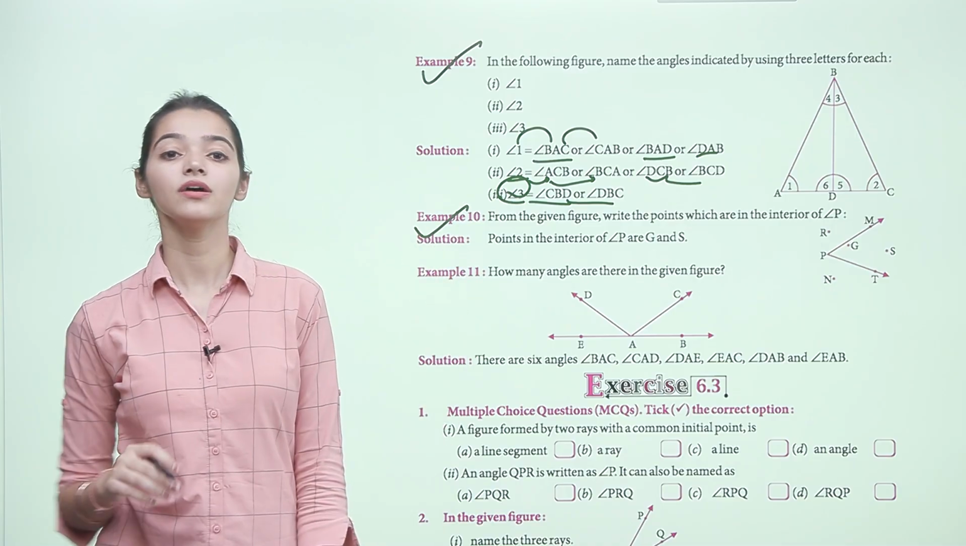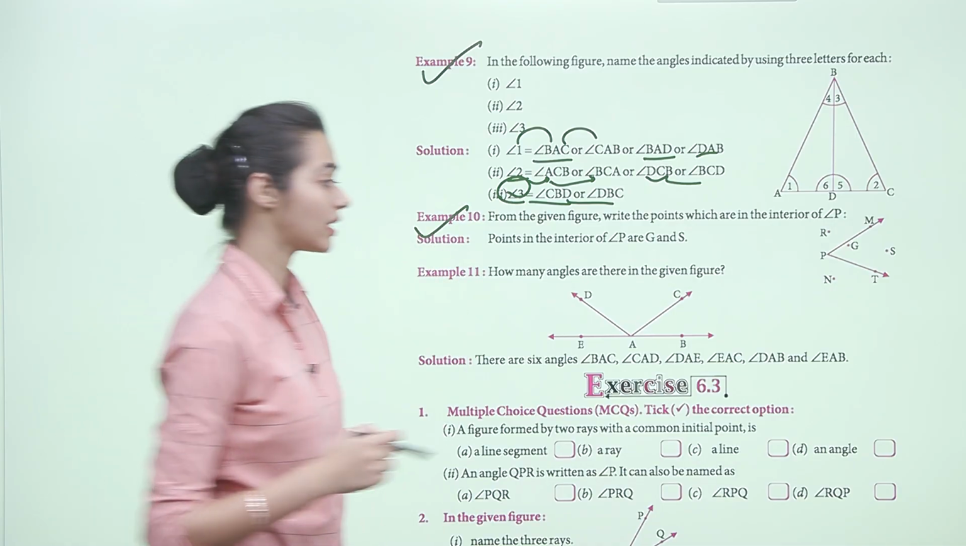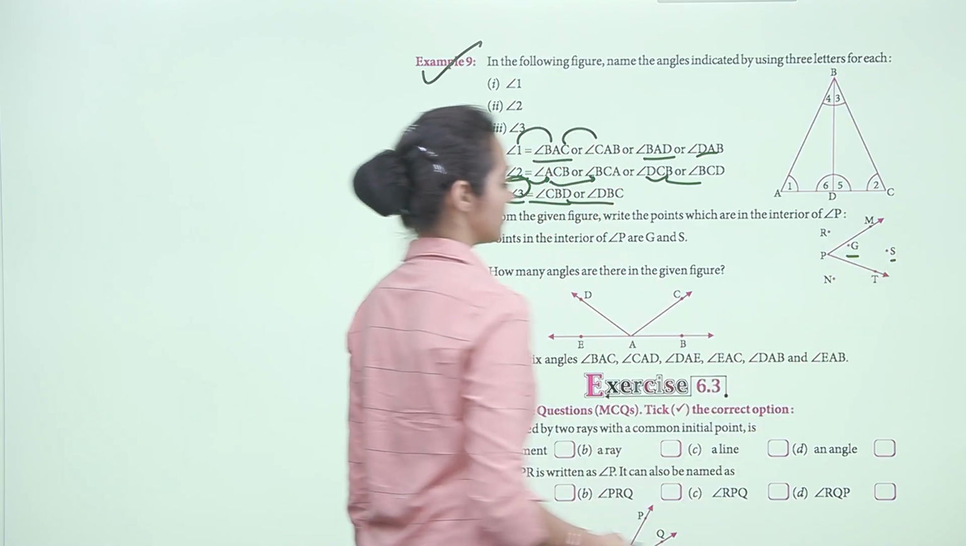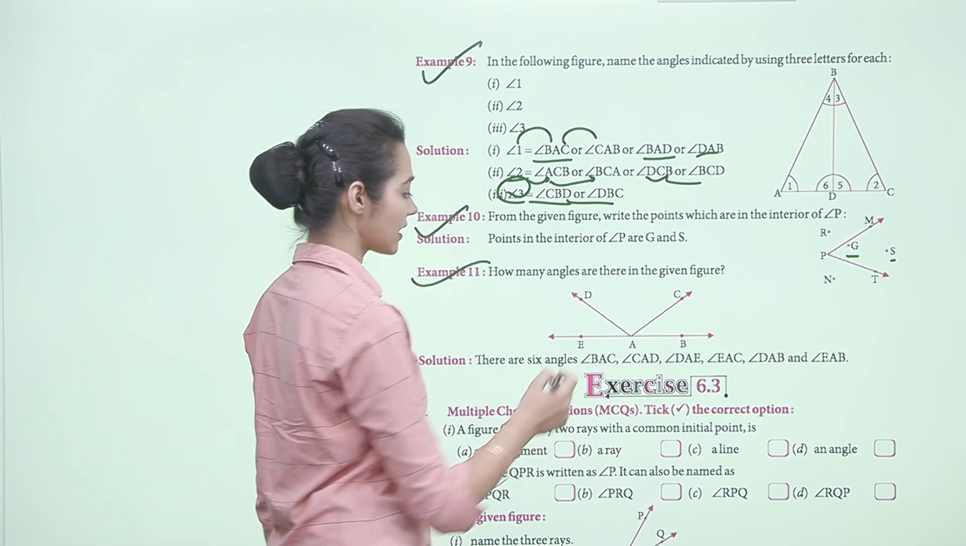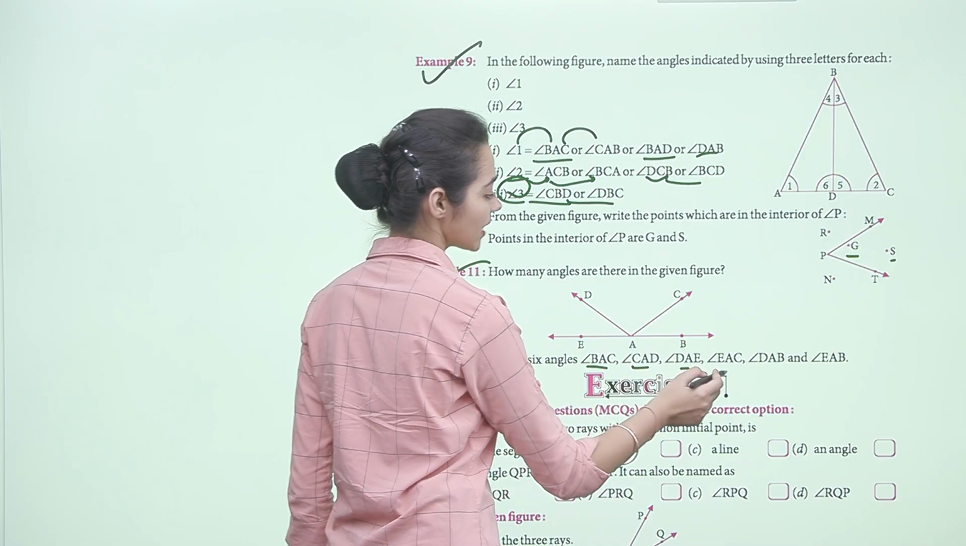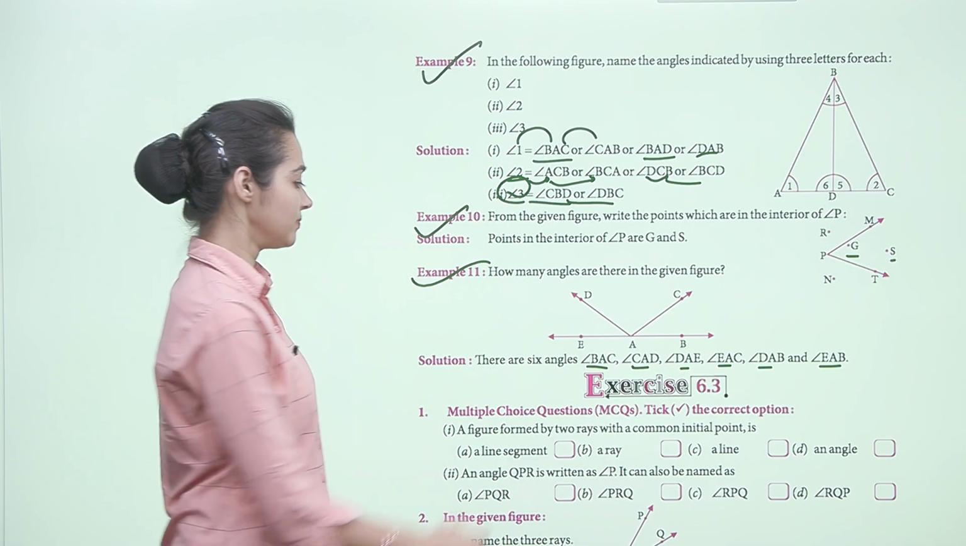In example number 10, from the given figure, we have to find out the points that lie in the interior of angle P, that is G and S. In the next one, how many angles are there in the given figure? That is angle BAC, CAD, angle DAE, angle EAC, angle DAB and angle EAB.